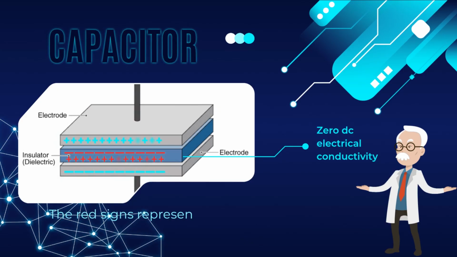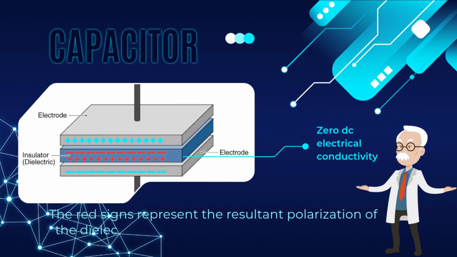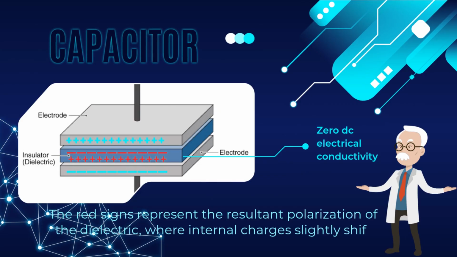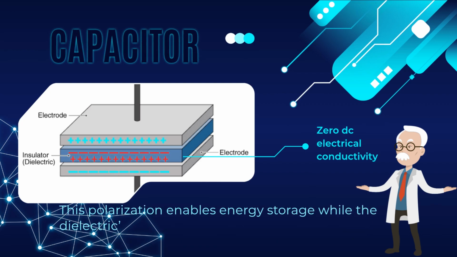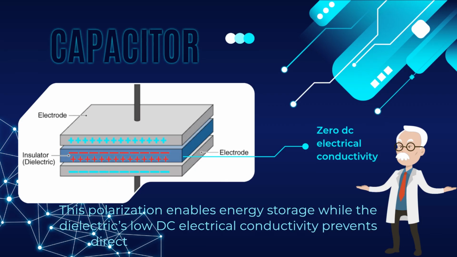The red signs represent the resultant polarization of the dielectric, where internal charges slightly shift and form aligned electric dipoles. This polarization enables energy storage, while the dielectric's low DC electrical conductivity prevents direct current flow and reduces leakage.